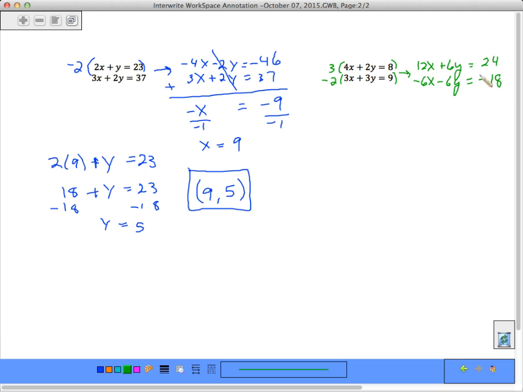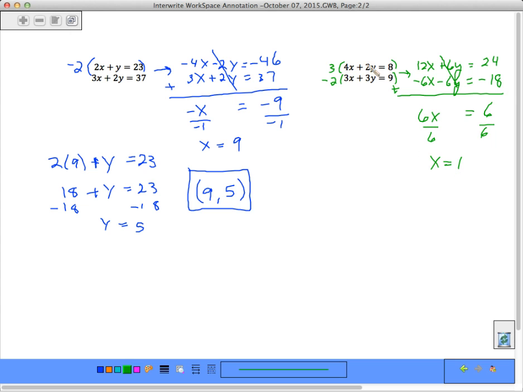Make sure that you multiply this far side also by whatever you're multiplying the equation by. A lot of times I see people just multiply the left, multiply all the way across. Okay, so then we're going to add straight down. These cancel. That leaves me with 6x. 12 plus negative 6 is 6. Equals 24 plus negative 18 is going to leave me with 6. Divide both sides by 6 to get the x by itself. And I get x equals 1.